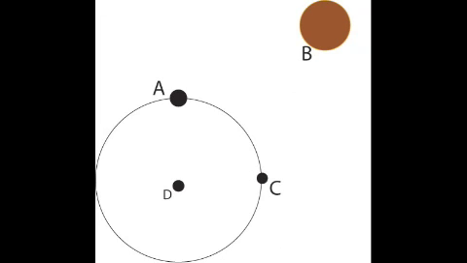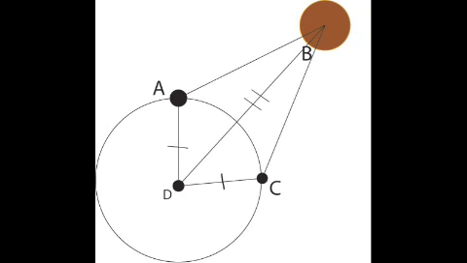AD is congruent to CD because they are both radii, and triangle ABD and triangle CBD share line segment BD. By the two-tangent theorem, AB is congruent to BC, meaning that these two triangles are congruent by SSS.